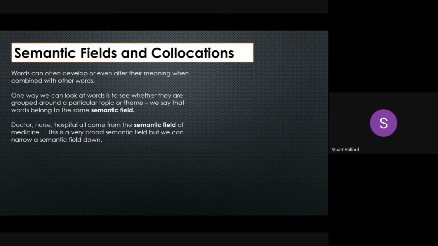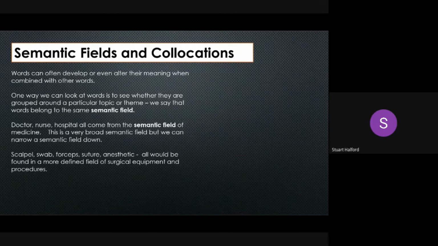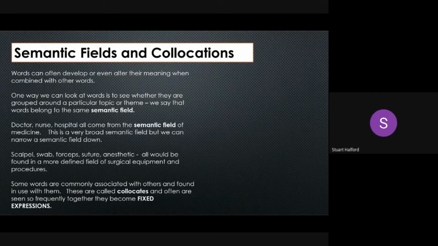So doctor, nurse, hospital all come from the semantic field of medicine. And medicine is a fairly broad semantic field, but we can make them even narrower or more specific. So if we say scalpel, swab, forceps, suture, anaesthetic, all of these are much more defined within the field of surgical equipment and procedures. So that's a much narrower semantic field. So we can have broad or narrow semantic fields.